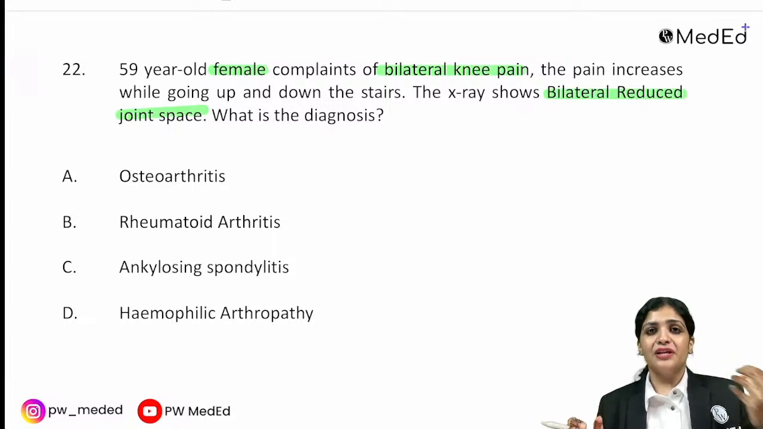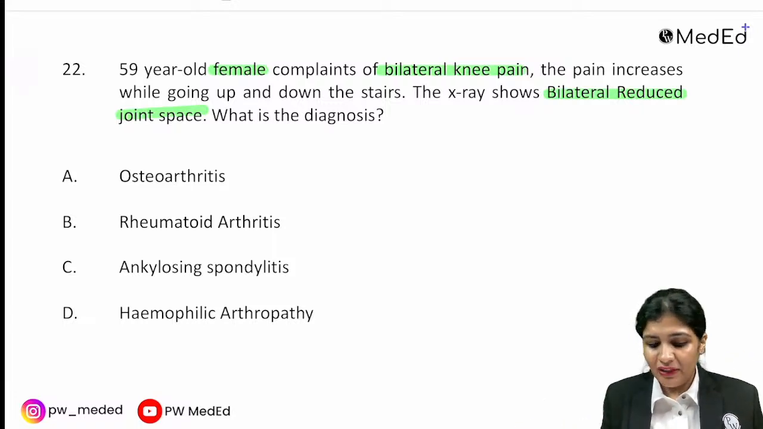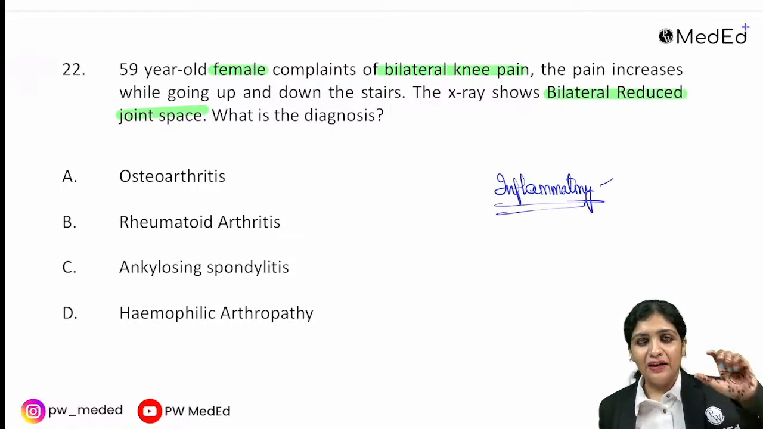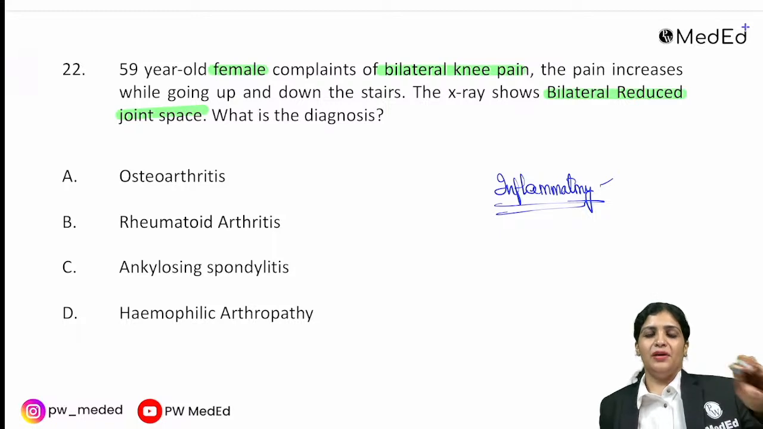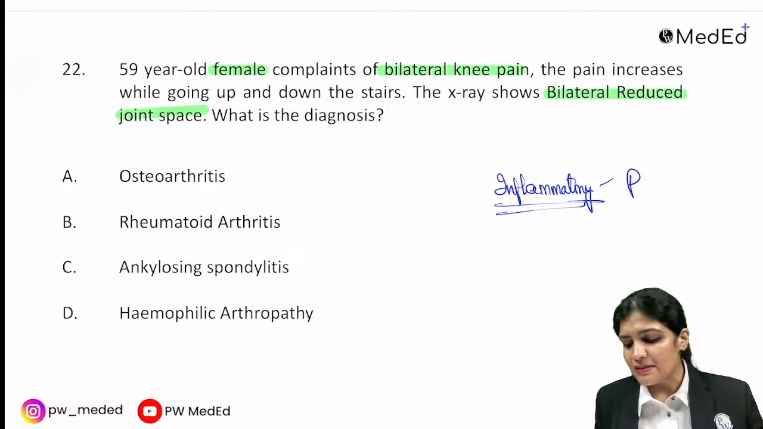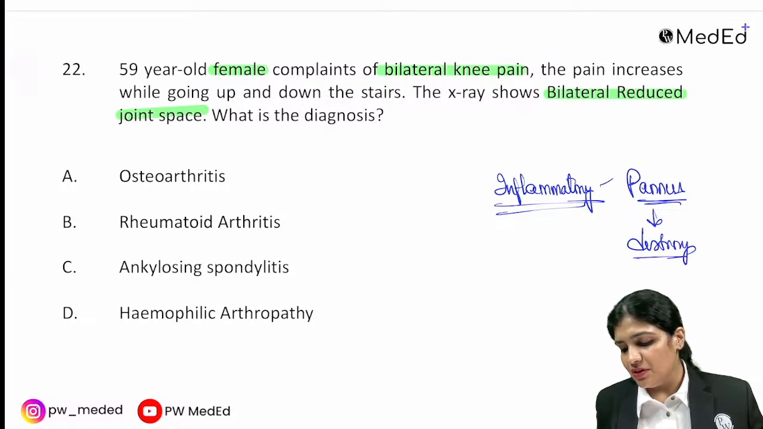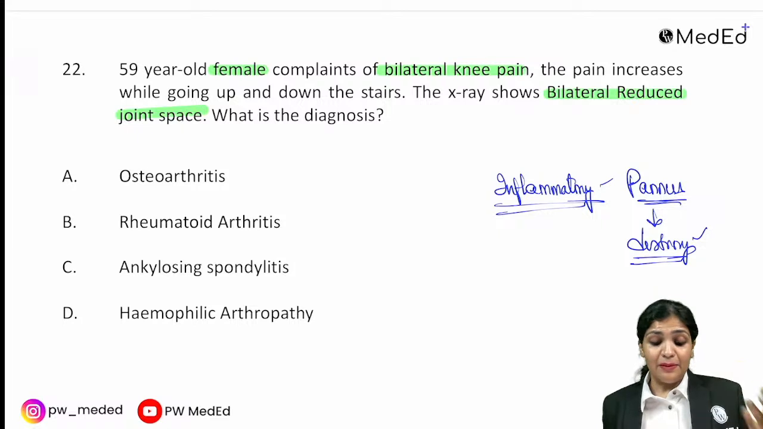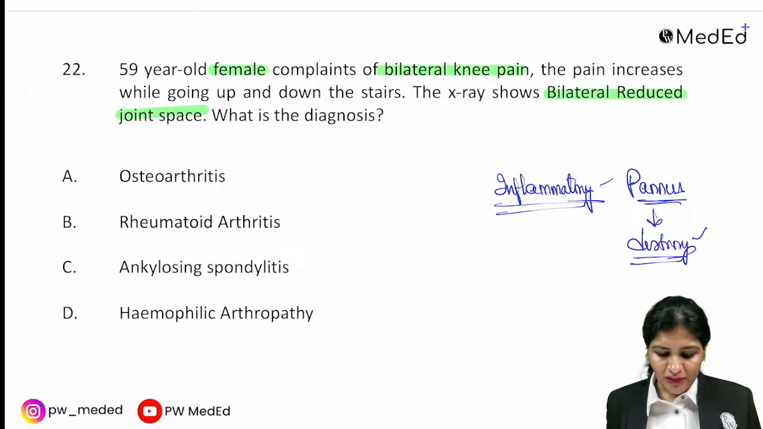So whenever somebody tells you about inflammatory disease, that is because of the antigen antibody reactions, right? So there are complexes which are formed in inflammation. These antibodies which are formed will go and damage the synovium. This damage of the synovium will produce inflammatory cells. There is what is called pannus, and this pannus will destroy the joint. They will destroy the cartilage, they will eat away the bone and they will spoil your joint, right? So that is how the inflammatory arthritis sets in. So when somebody uses the terms bilateral knee pain, bilateral reduced joint space, you can blindly go with the inflammatory condition.